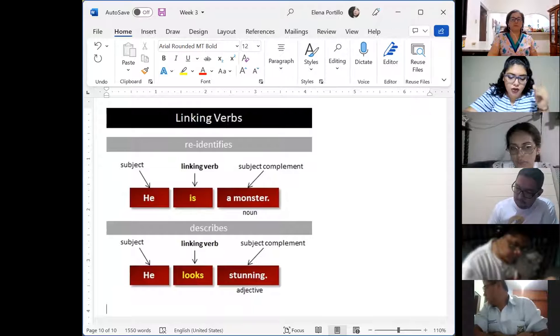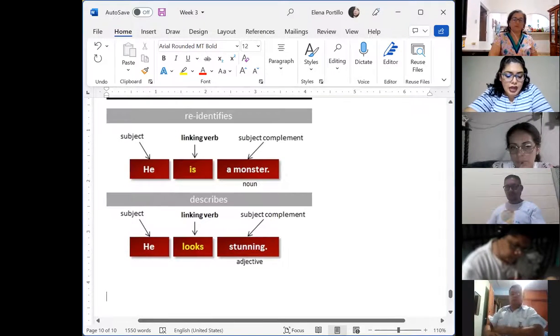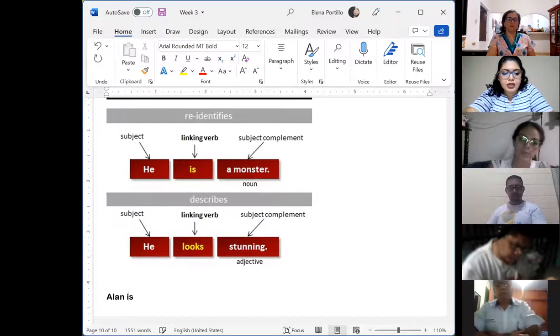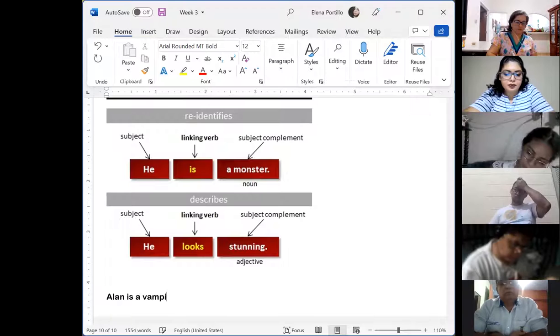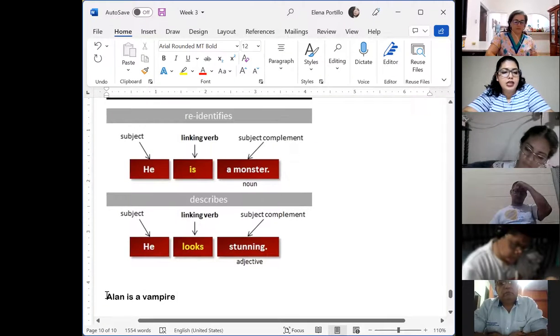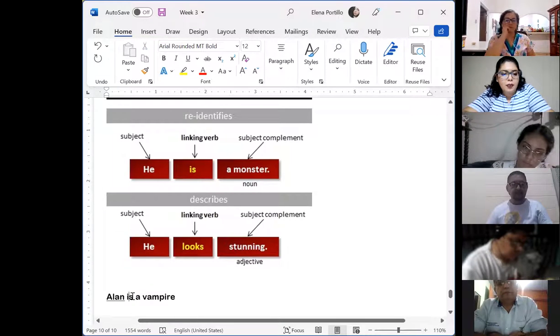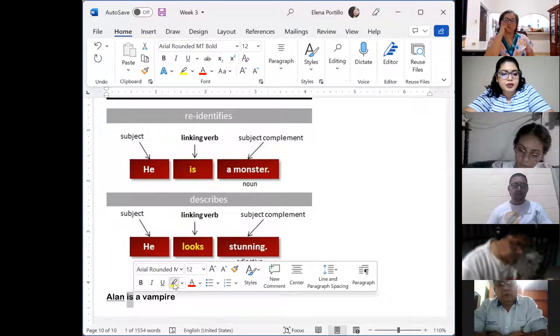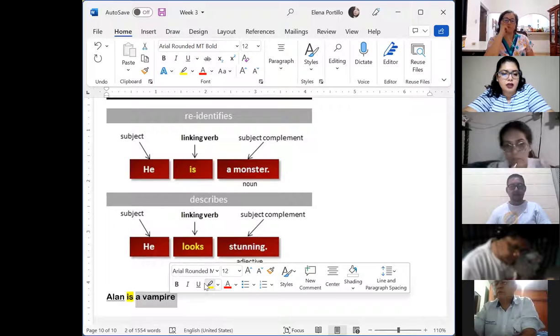And we have another one, and it's like this. Alan is a vampire. And we can easily identify that this one is the subject. This one is the linking verb, and this is the complement of the subject.